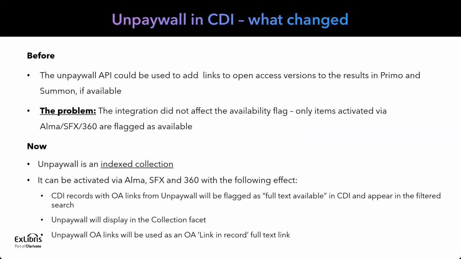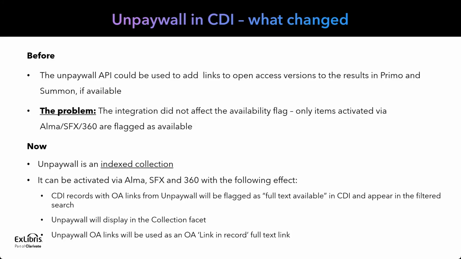Hello, everyone. I'm just going to say a little bit about Unpaywall in CDI. Unpaywall is not really new to CDI. As many of you know, we've supported the Unpaywall API for some time, and that could be used to add links to open access versions to the results in Primo and Summon if available. The problem was always that you cannot influence the availability flag with an API call. So the items in the result list would only be flagged as available if you have them active via another collection, either another open access collection or via a subscription collection in Alma, SFX, and 360.